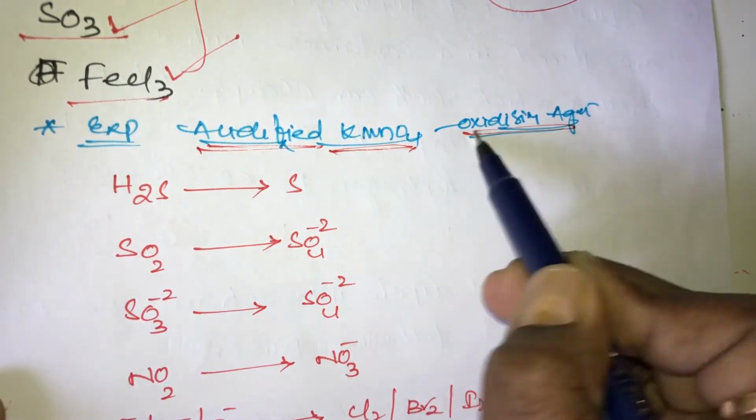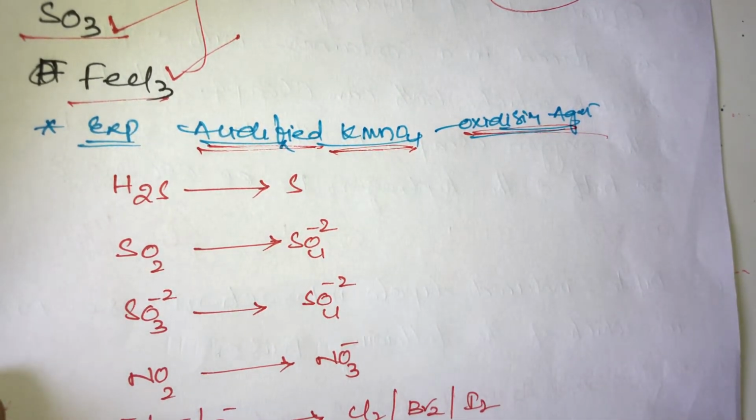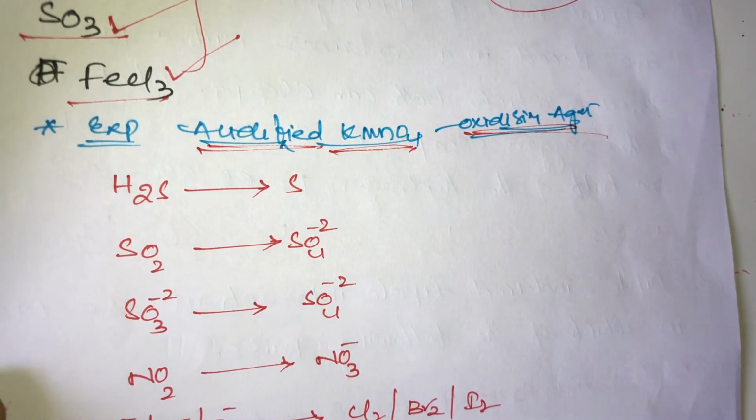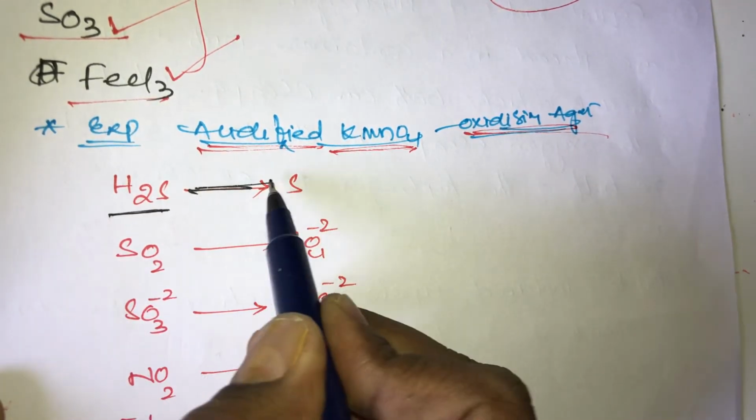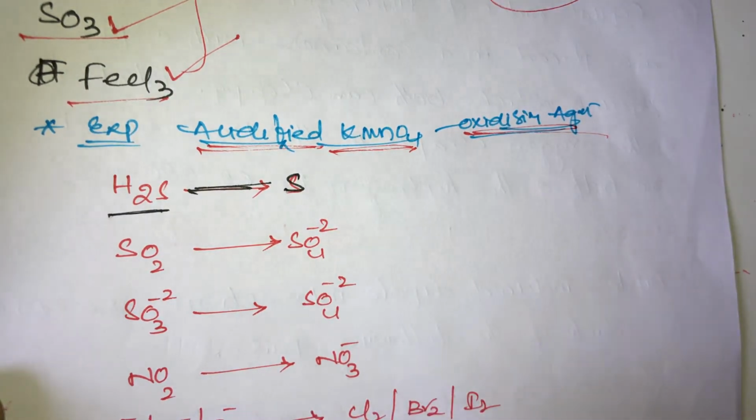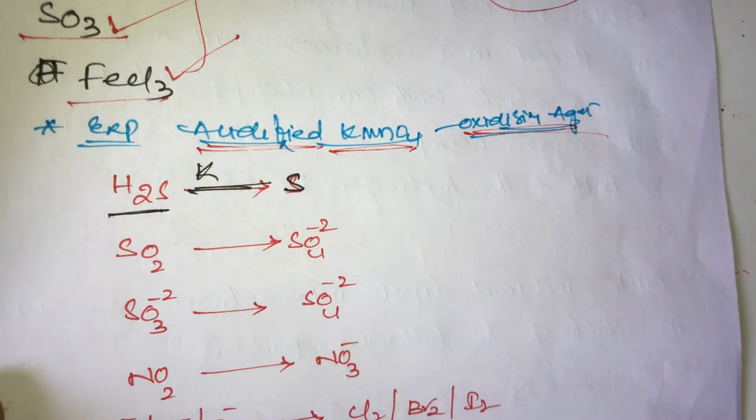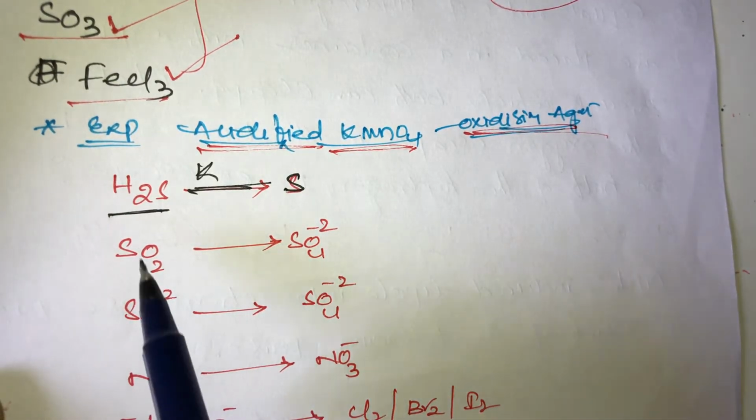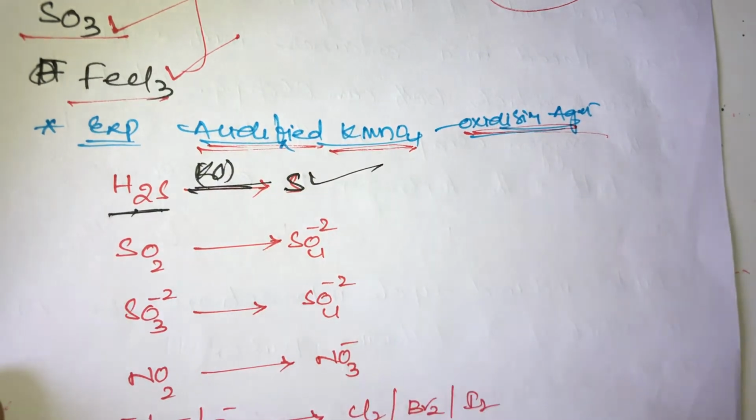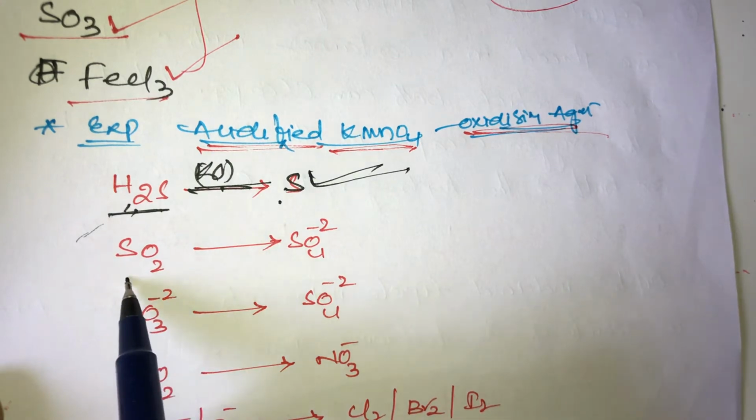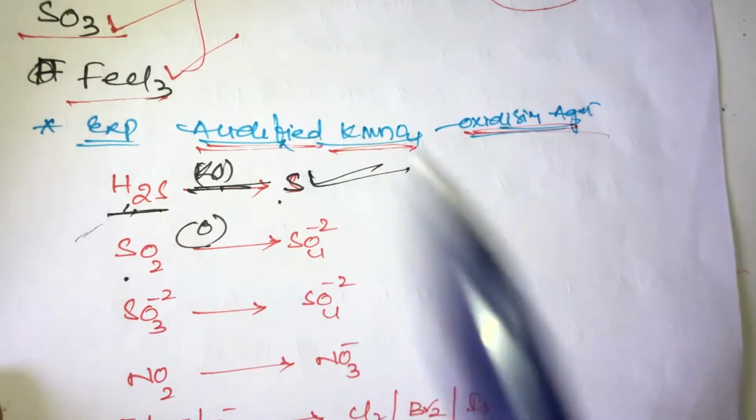Acidified KMnO4 is a strong oxidizing agent. In the presence of KMnO4, H2S, hydrogen sulfide, is converted into sulfur, very important, students. It is called an oxidizer. In the presence of any one of KMnO4, K2Cr2O7, HNO3, H2SO4, H2S on oxidation gives rise to sulfur.